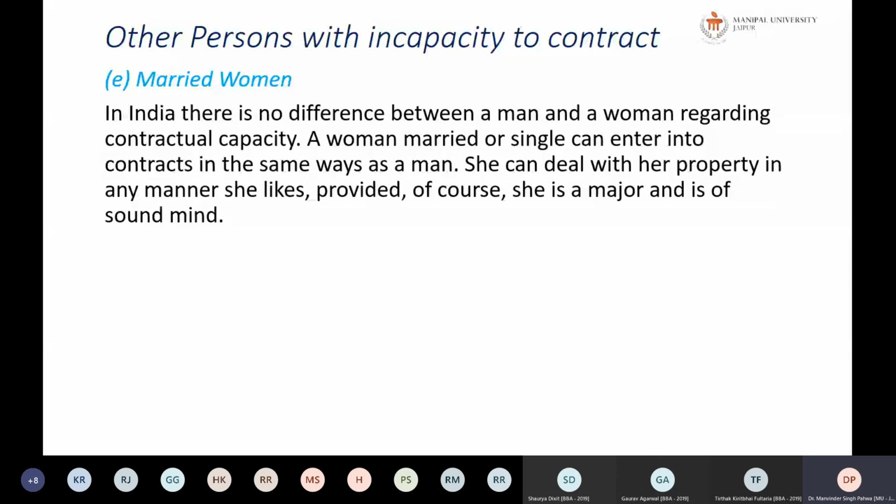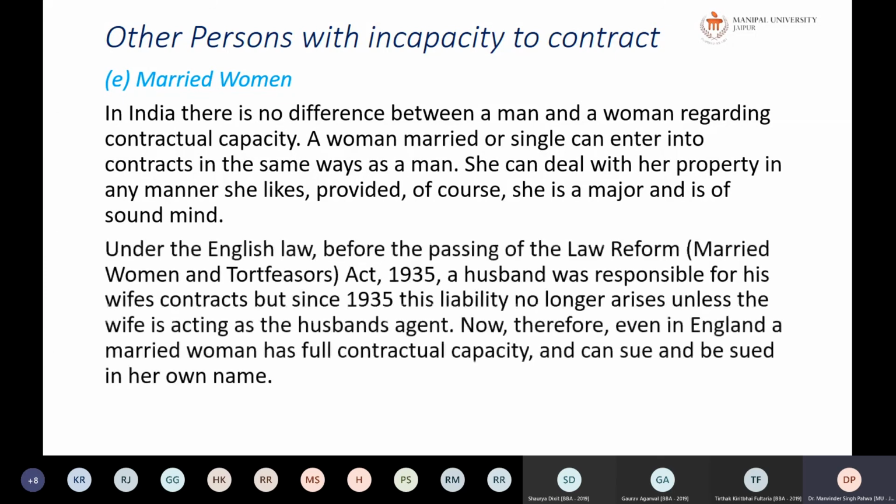In India, there is no difference between men and women regarding contractual capacity. Women, married or single, can enter into a contract in the same way as a man. She can deal with her property in the manner she likes, provided she is a major and of sound mind. Under English law, before the passing of the Law Reform (Married Women and Tortfeasors) Act 1935, a husband was responsible for all the acts of his wife. That liability no longer arises unless the wife is acting as the husband's agent. Therefore, even in England, a married woman has full contractual capacity and can sue and be sued in her own name. So this is not applicable in India.